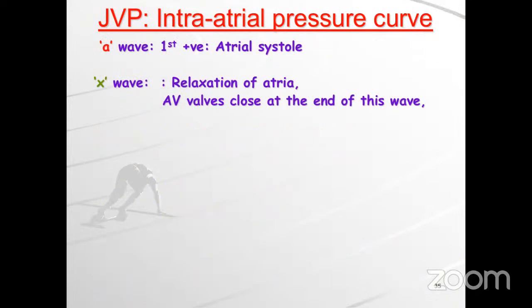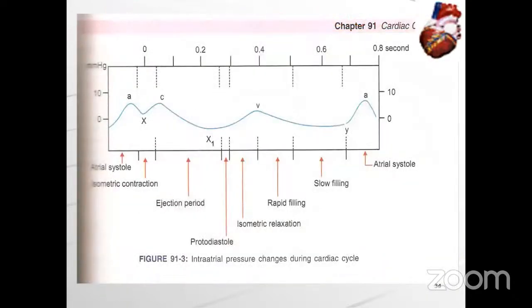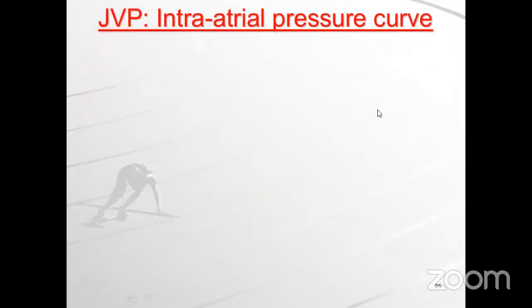So let's see that diagram once again. See here, A is a positive wave, X is a negative wave, C is a positive wave again, and next coming to the slope, and then the V again, slowly it is happening.